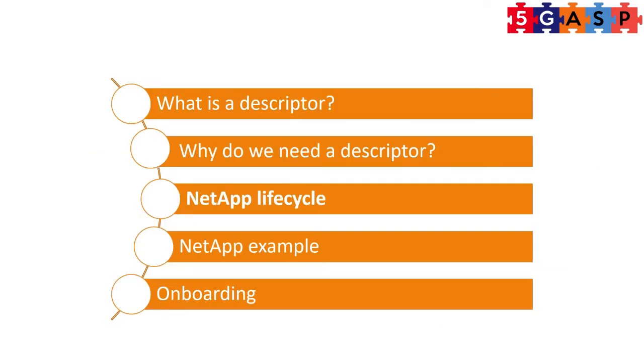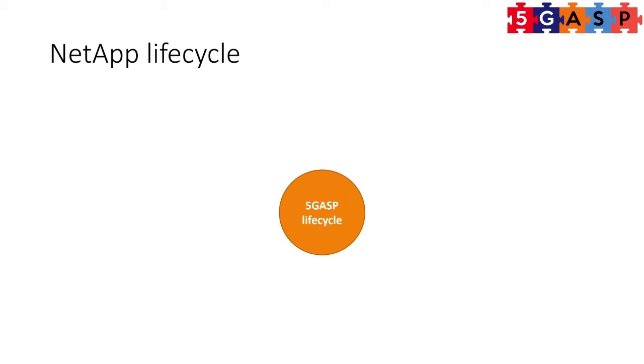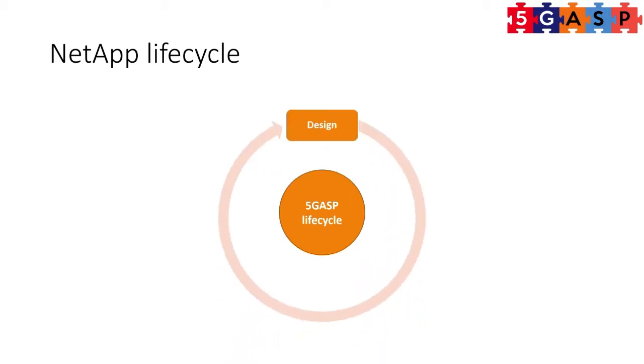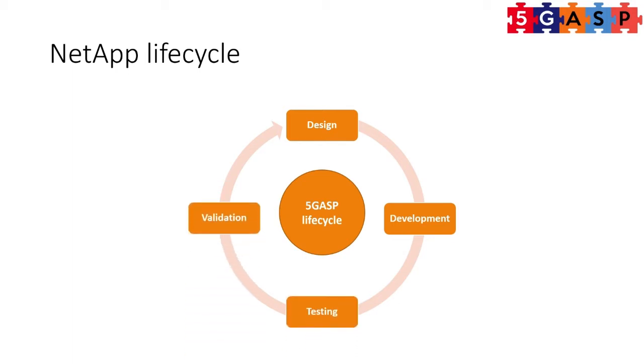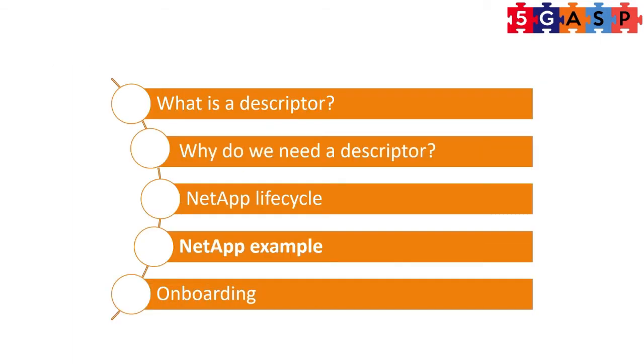In 5GAS, we have developed a simple Netapp lifecycle that is composed of 4 phases. The first one is the design. Then we have the development, in which the descriptors are written. Then we have the testing phase, and in the validation phase, the results of the tests are gathered and checked to see if the Netapp can be validated and certified to be deployed in the 5G infrastructure.